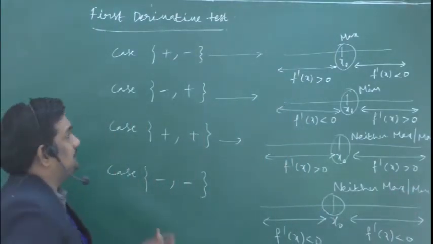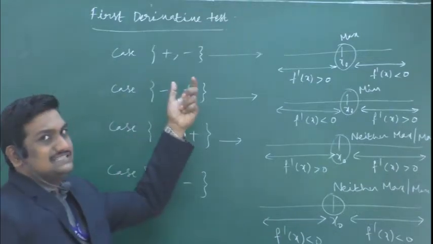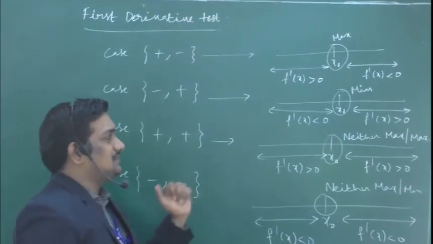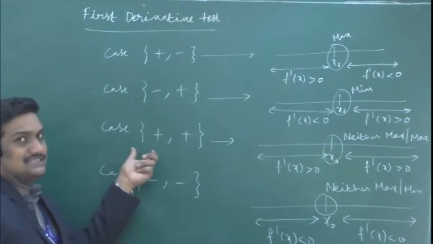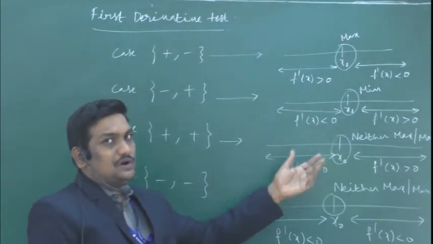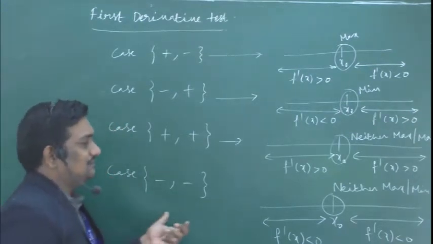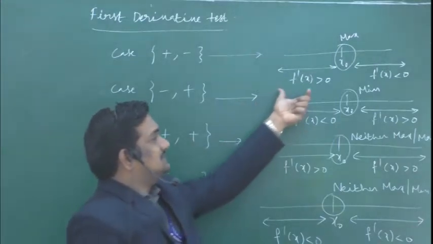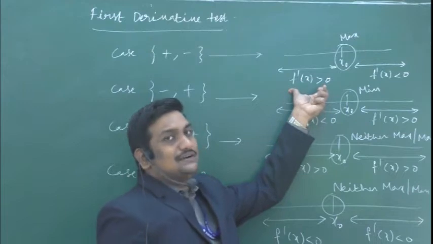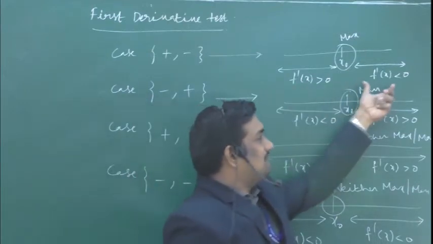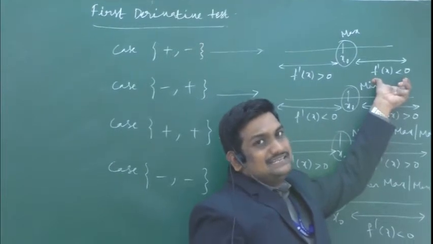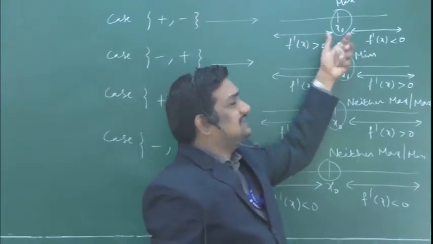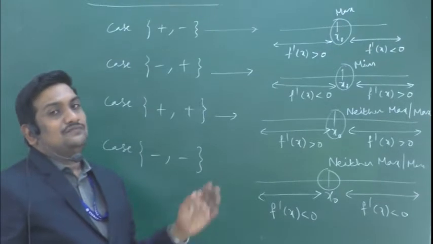So in the case plus comma minus, the function has maximum at x0. In the case minus comma plus, function has minimum at x0. In the case plus comma plus, function has neither maximum nor minimum. And in the case minus minus, function has neither maximum nor minimum. You can see that f dash x positive means function is increasing. F dash x negative means function is decreasing. So function is increasing in one interval and decreasing in the other, and you can observe that x0 will be a maximum point for the given function.